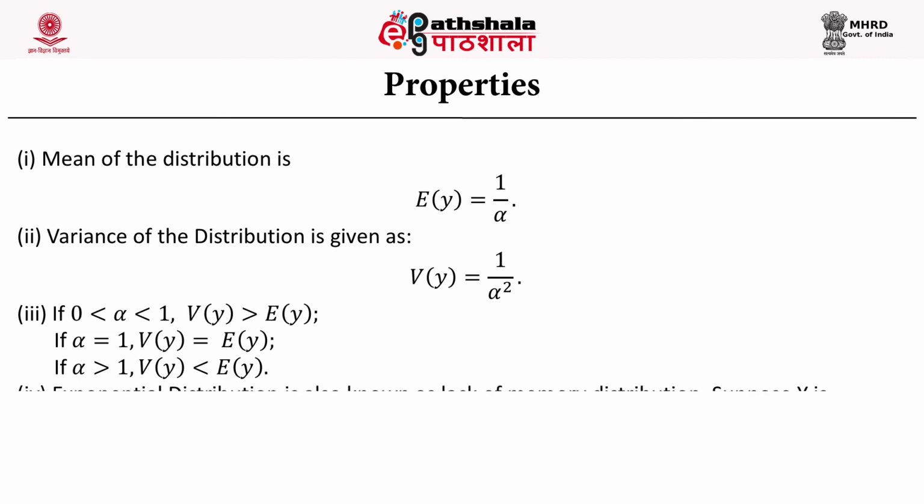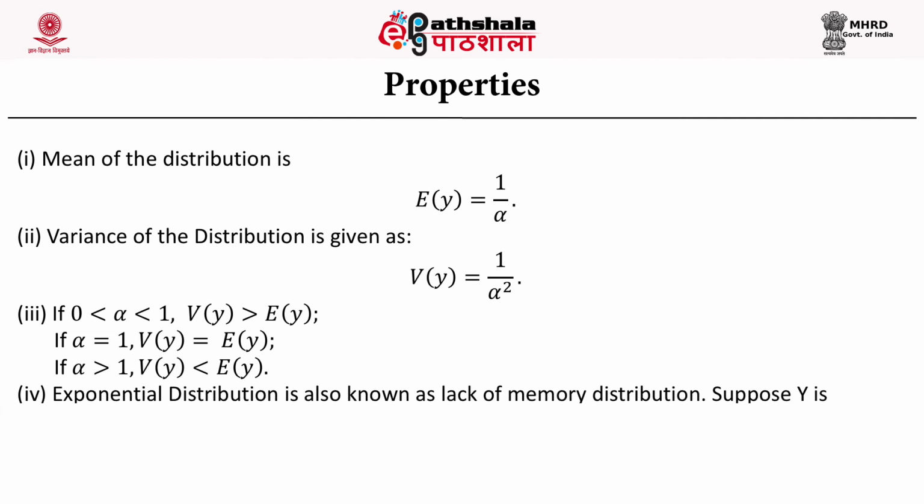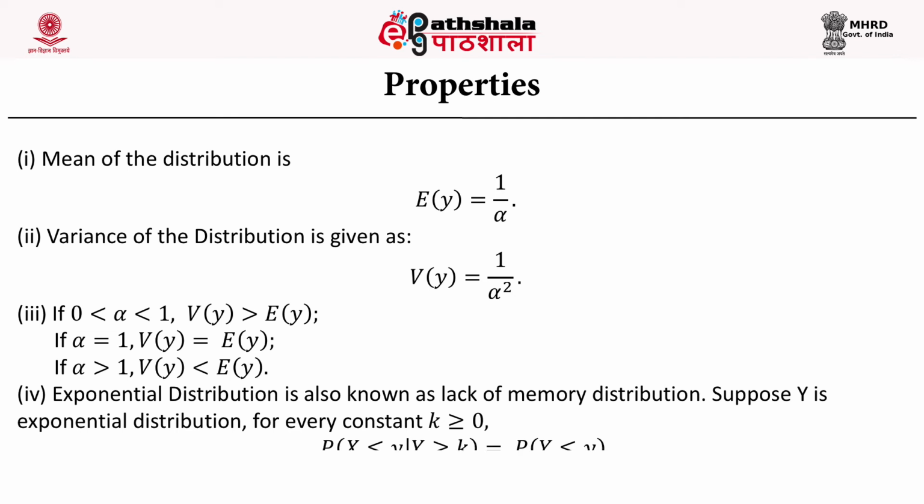And the last property of the exponential distribution is known as the lack of memory property. Suppose y is exponentially distributed, for every constant k greater than 0. Then the probability of y less than or equal to y, given that y is greater than or equal to k, is equal to the probability of y less than or equal to y. That means any events that occurred prior don't have any relevance to the current probability.